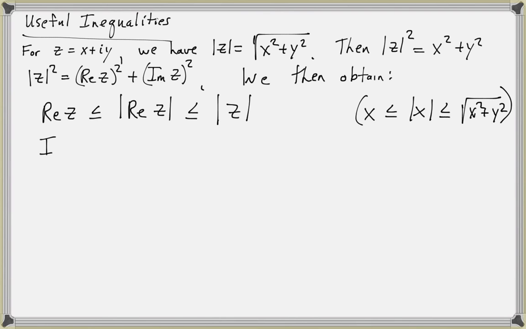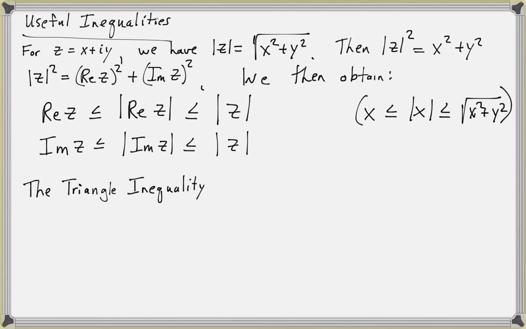And likewise we have the inequality that says the imaginary part of z will be less than or equal to the absolute value of the imaginary part of z, which will be less than or equal to the absolute value of z. Another useful inequality is the triangle inequality, which states that the length of any two sides of a triangle is greater than the length of the third side. In other words, the shortest distance between two points in the plane is a straight line. So we have the triangle inequality for complex numbers: the absolute value of z1 plus z2 is less than or equal to the absolute value of z1 plus the absolute value of z2.